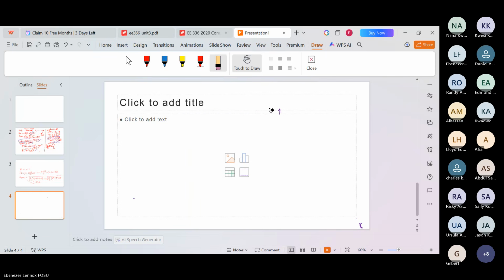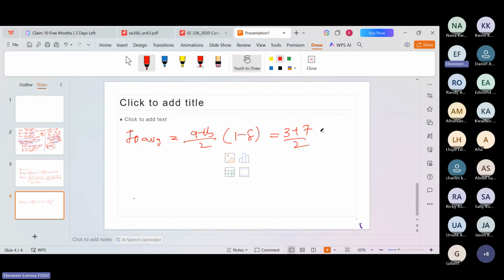So we will have ID average to be (A plus B) over 2 multiplied by 1 minus duty cycle. So we do the substitution. You have (3 plus 7) over 2, times (1 minus 0.3). So this one will be 0.7 times 5. So that will be 3.5 amps.